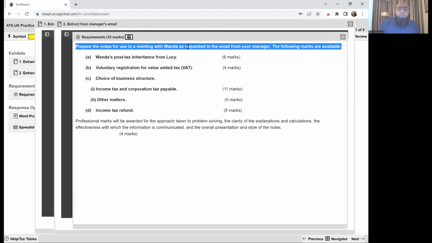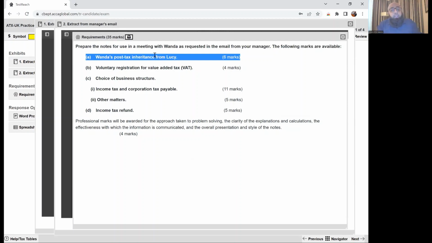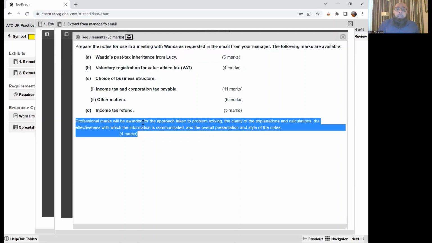prepare notes for use in meeting with Venda as requested in email from your manager. The following marks are available. Venda's post-tax inheritance from Lucy is an isolated 6 marks. So we can just solve it without reading the entire rest of the question. Now, there are professional marks available in this question. So when there are professional marks, you have to make the format also.